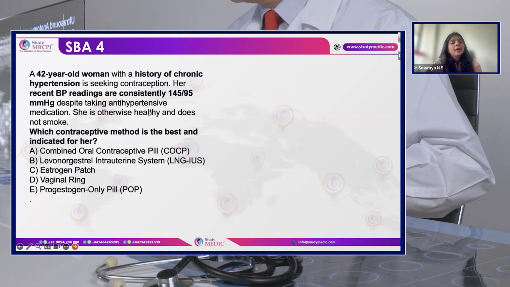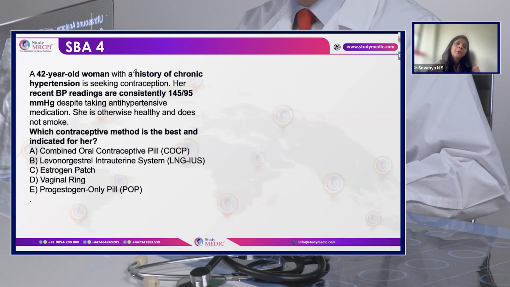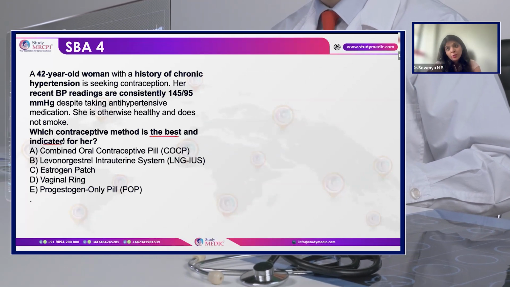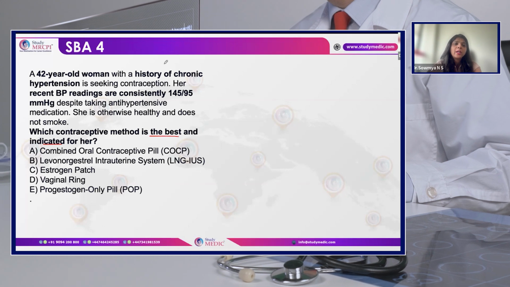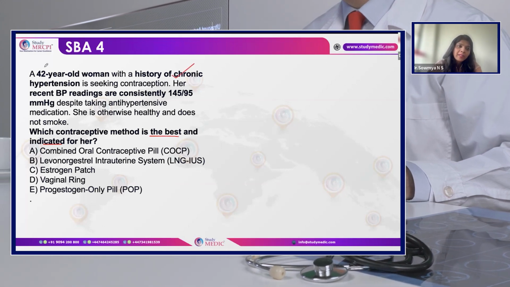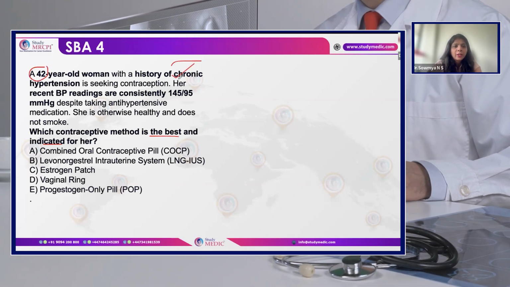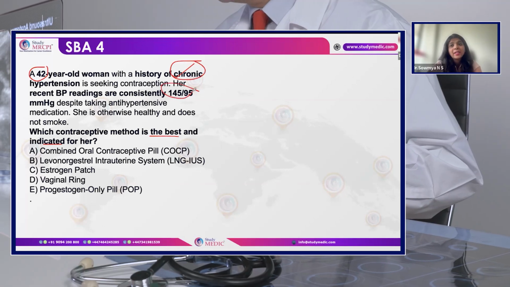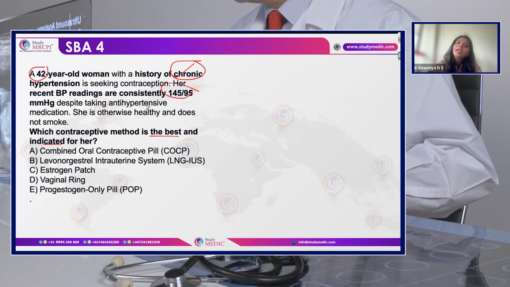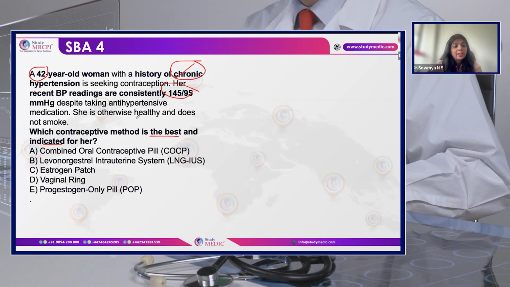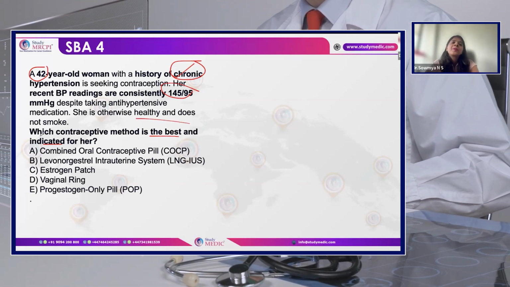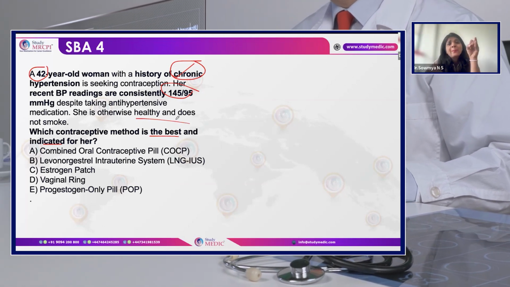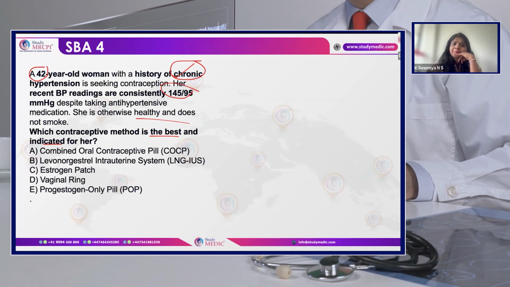Okay, now the point which I need to address here is contraceptive method, which is the best and indicated for her. Okay, here I need to look into the indicated one. History of chronic hypertension. Okay, I'm dealing with a 42-year-old woman who has got a chronic hypertension. Her recent blood pressure readings are consistently 145/95. I know it is persistently elevated despite taking antihypertensive medication. She is otherwise healthy and does not smoke. Okay, so she's a 42-year-old, chronic hypertension and persistently elevated blood pressure.